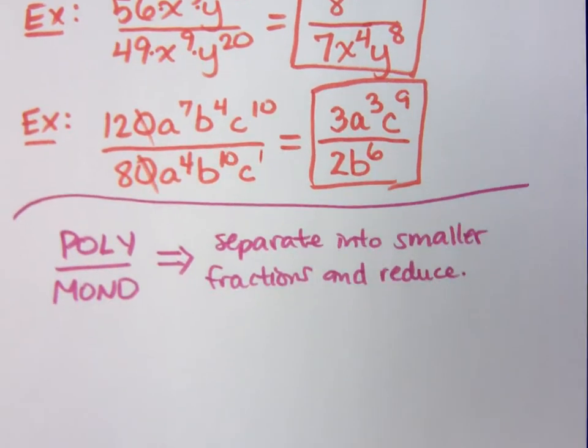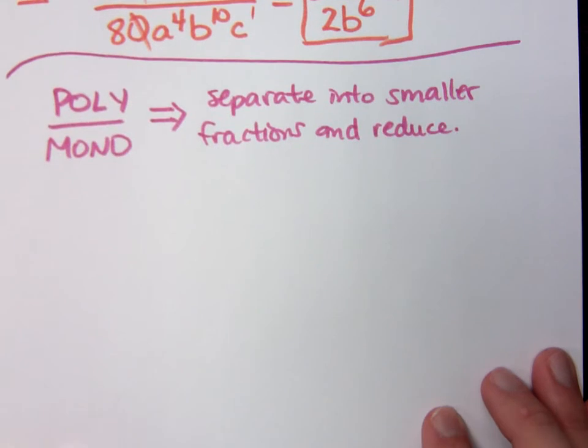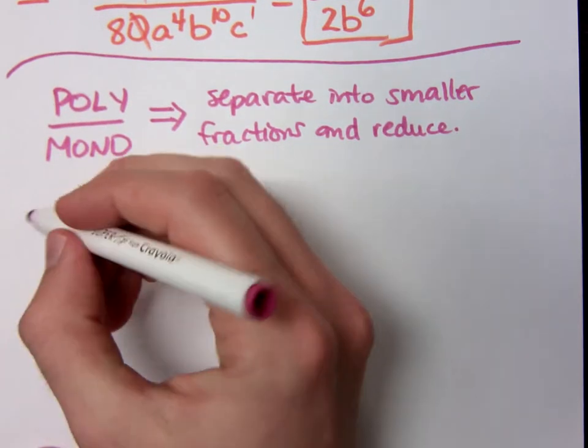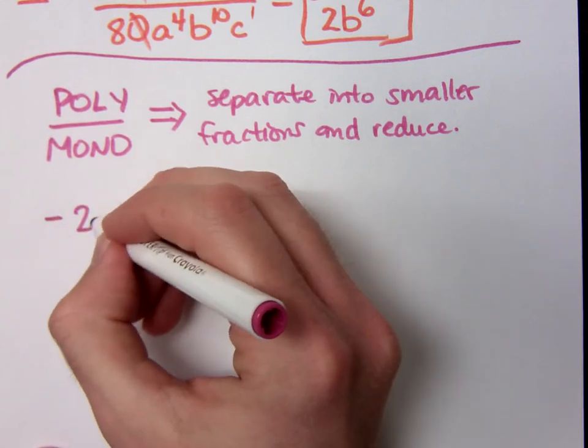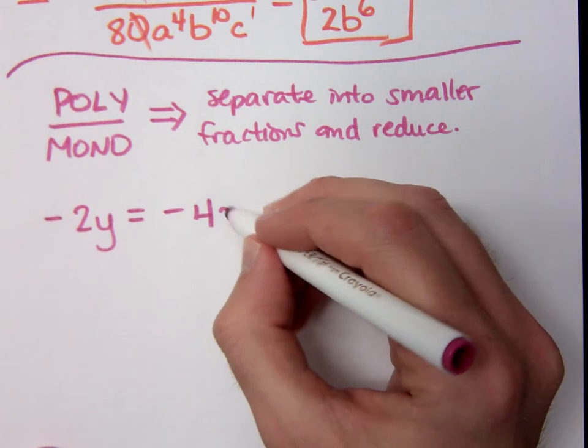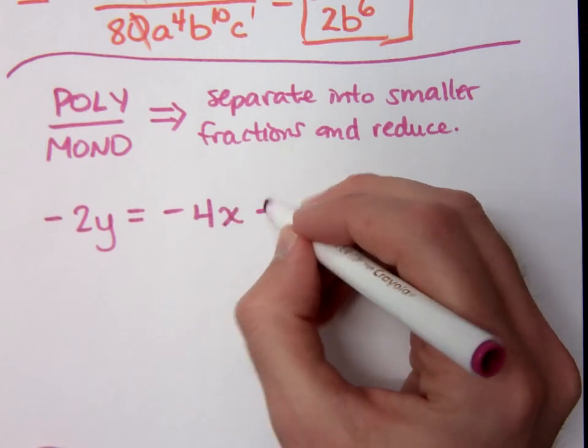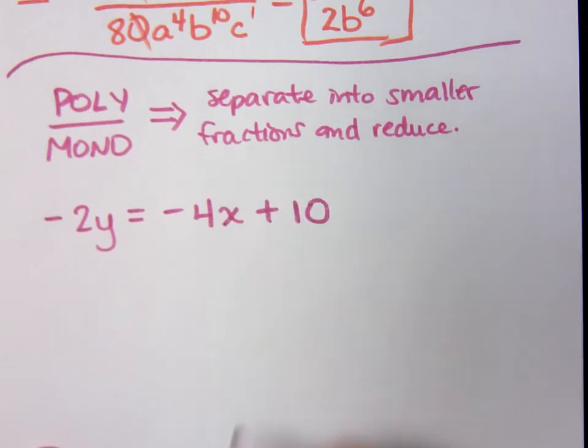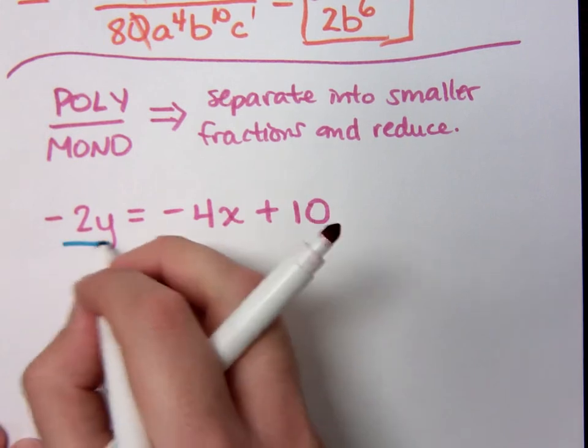Now, you've actually done this before. We weren't really talking about polynomials and exponents at the time, but you had a problem on your test that looked very much like this. At one step of the problem, you had negative 2y equals negative 4x plus 10. And what was the step that we took to get y by itself? Divide by negative 2, right?